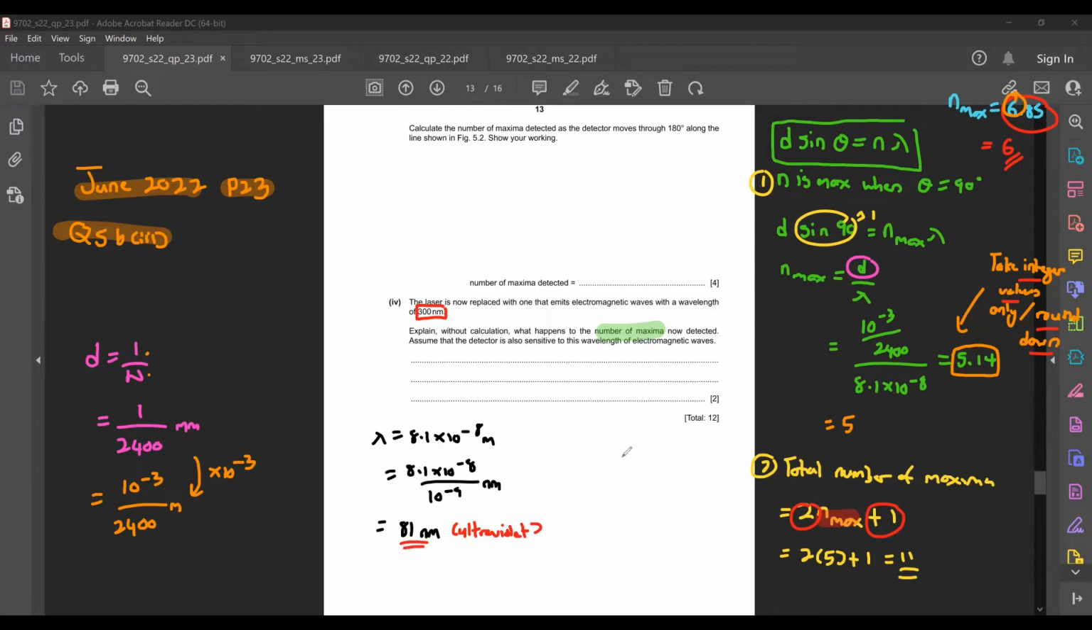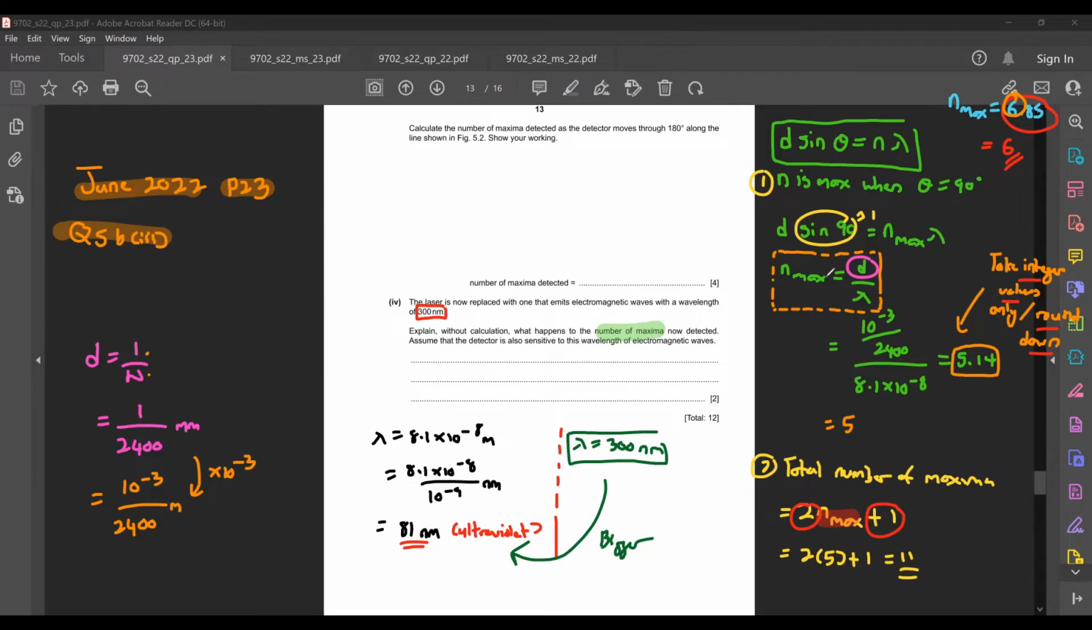It's 81 nanometer. So the new wave that we have is having a wavelength of 300 nanometer. So clearly this one is bigger than the old value. All right. To find out how it relates to your number of maxima, recall that just now we already derived how to find the maximum order number. Maximum order number is actually the ratio of your slit separation divided by your wavelength.